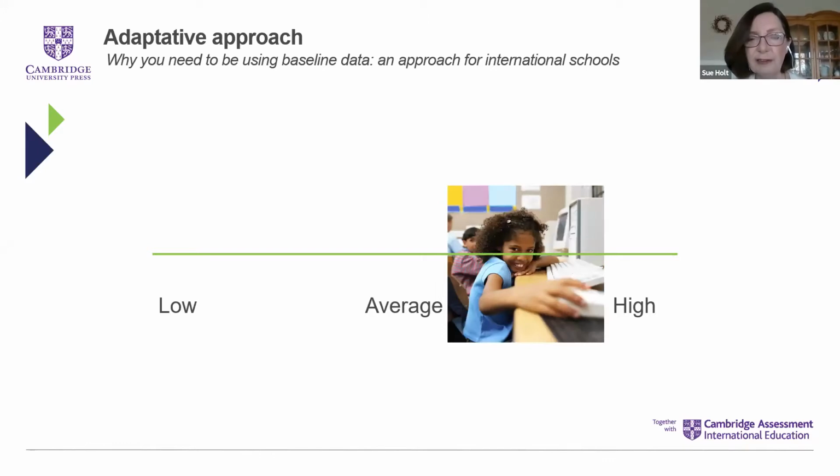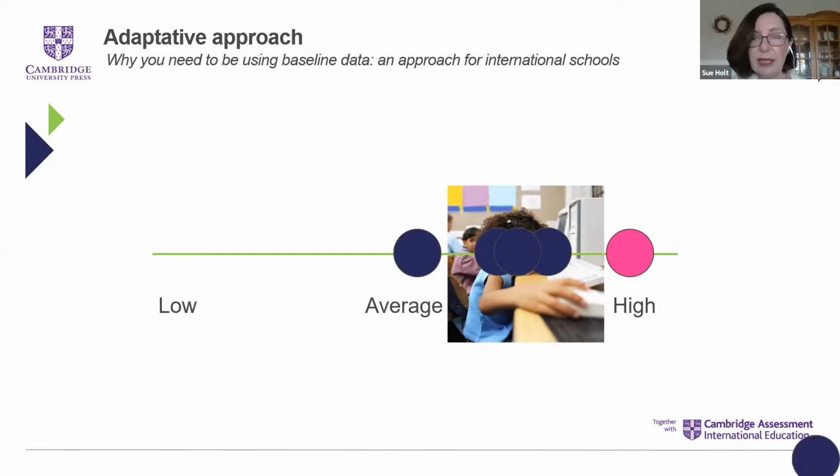So here we have a child who is between average and high ability. She sits down at the computer, she's given a question, she gets the answer right. So she's given a harder question, so she gets the answer right to that one. She's given another one, gets that one right. Then she's given one she can't answer. So the computer gives her an easier question. And this continues until the student's level is established.